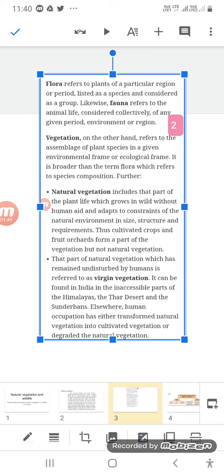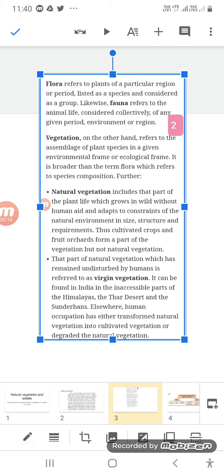What is vegetation? Vegetation simply is the assemblage of plants in a given environmental or ecological frame. It means the plant cover on the surface of an area, as you can see in your environment, in your surroundings. Then there is natural vegetation, which is a bit different from vegetation. What does it mean?